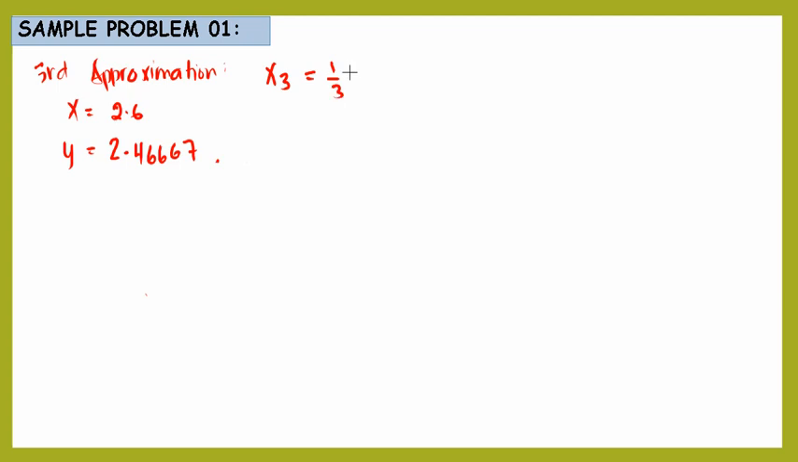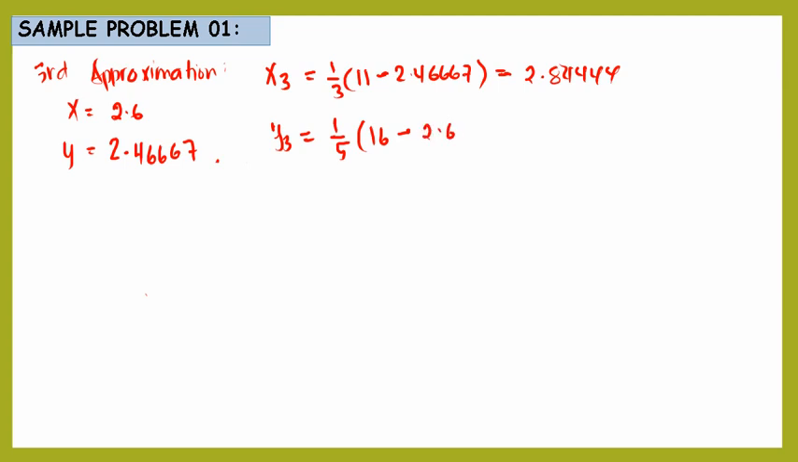So, we have 1/3 (11 minus y, yung y natin is 2.46667). That is equal to 2.84444. So, kindly check my calculation if it is correct. So, we have y sub 3. Ang equation natin is 1/5 (16 minus x). That is 2.6. That will now be 2.68. So, this will be now our value in our third approximation, yung third iteration natin.